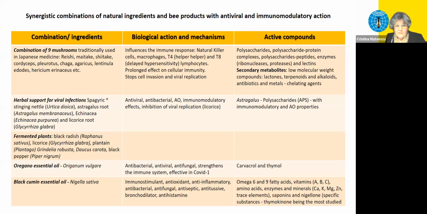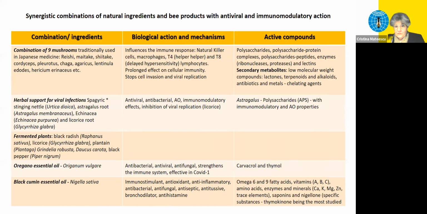Another proposed ingredient or combination is that of fermented plants like black radish, Raphanus, and licorice, plantain, Grindelia robusta, Daucus carota, and black pepper fruits. They are also used in this combination of the product.